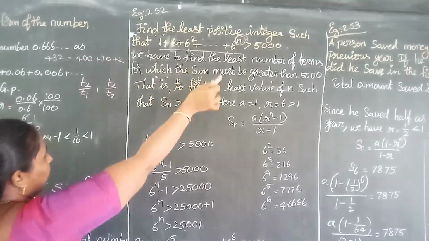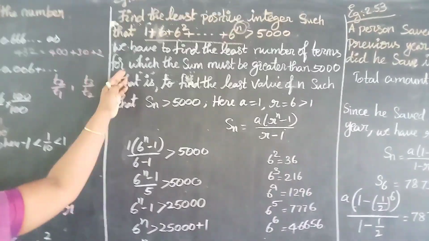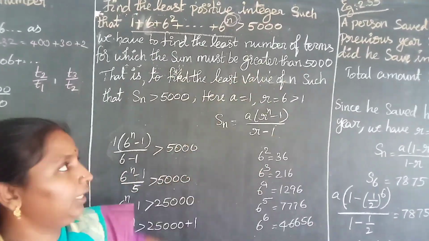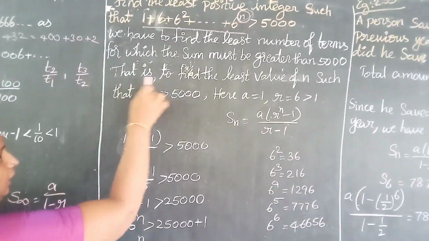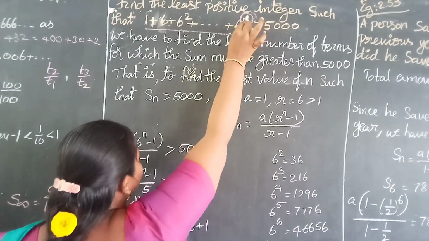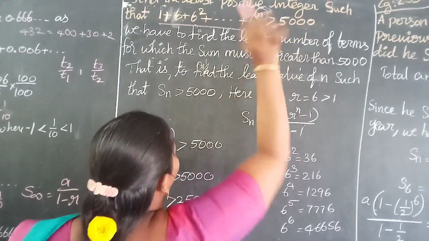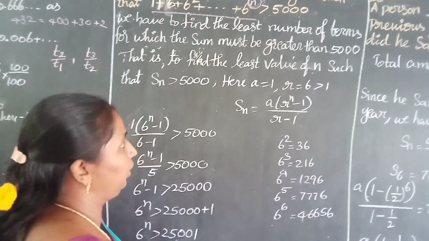The sum should be greater than 5000. So we have to find the least number of terms for which the sum is greater than 5000. That is, to find the least value of n. For what values of n should the whole sum be greater than 5000? That value we are going to find.